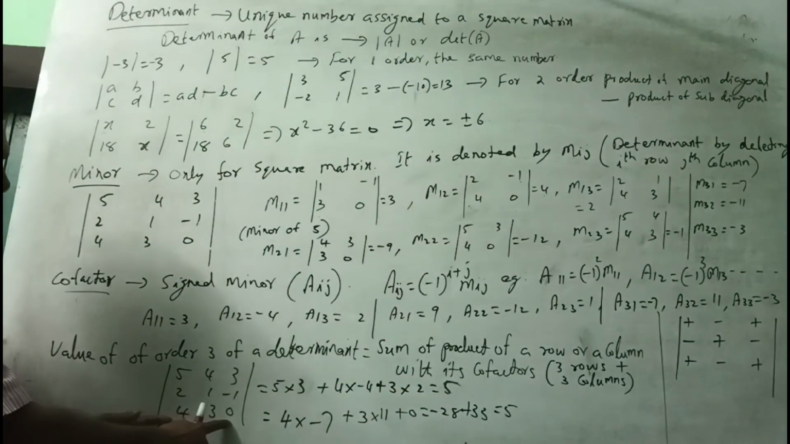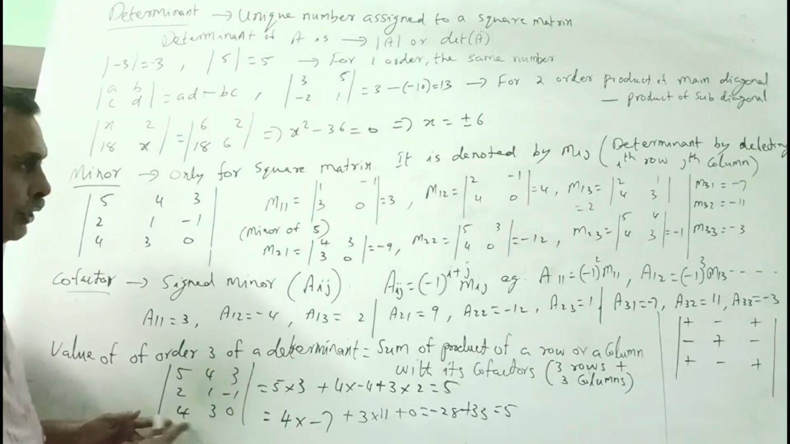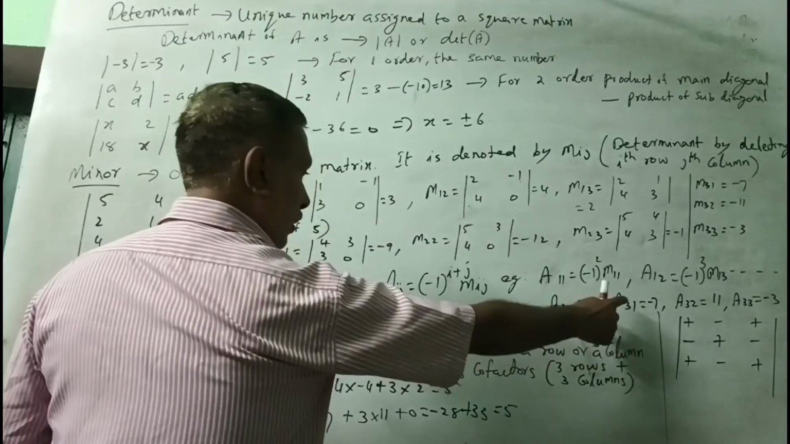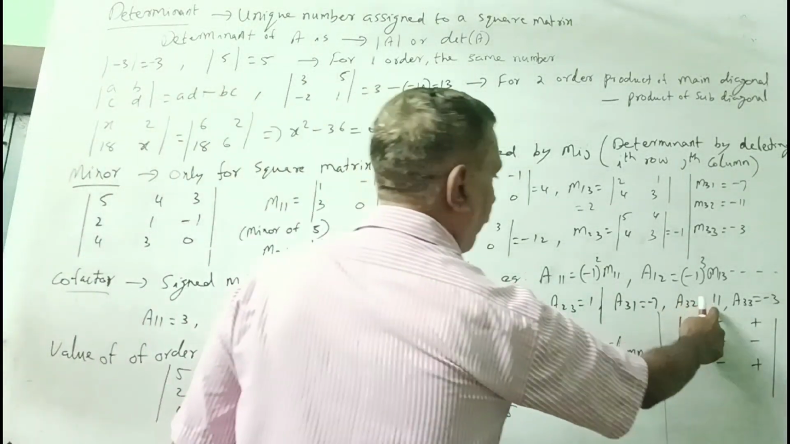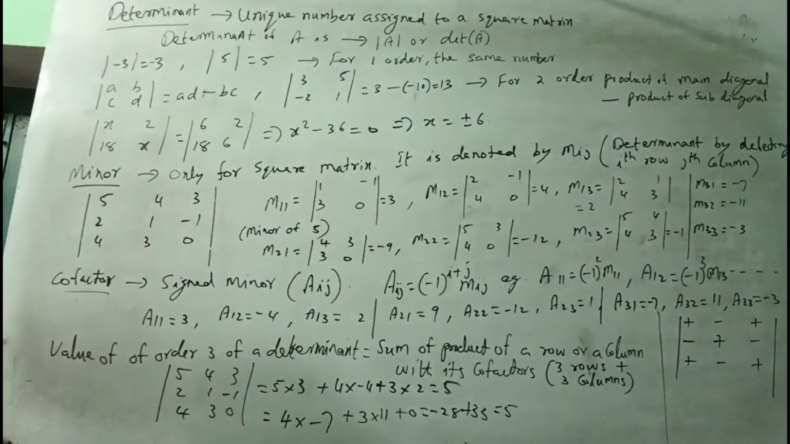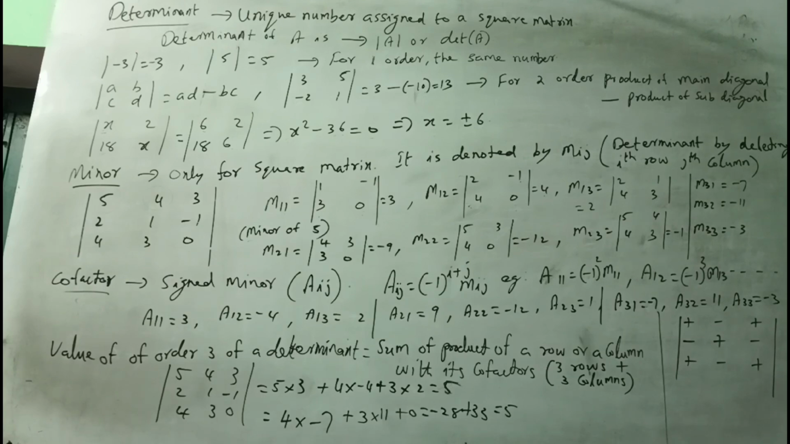With respect to the last row, also calculated: 4 into minus 7 is written there, cofactor is written, 4 into minus 7, third row, first one. Then similarly the second element, 3 into 11, plus 0 into that number, so there also we will get 5. All the 6 ways, 3 column and 3 row ways, the result remains the same.